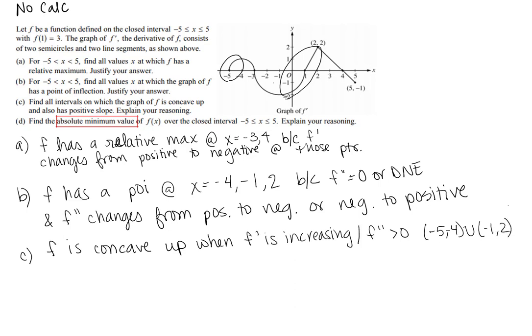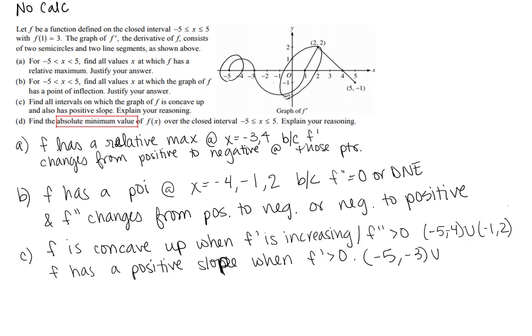The second piece asks us when it also has a positive slope. So we know that it's going to have a positive slope when f prime is greater than 0. So that happens from -5 to -3, and also from 1 to 4.